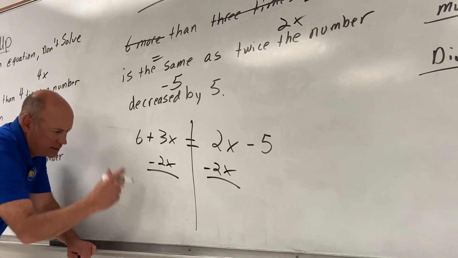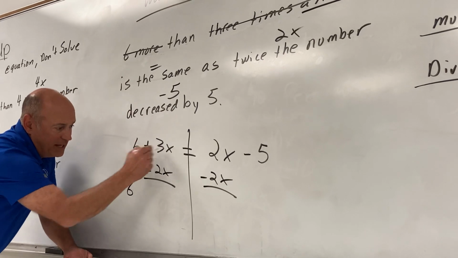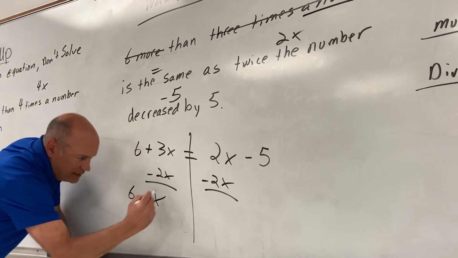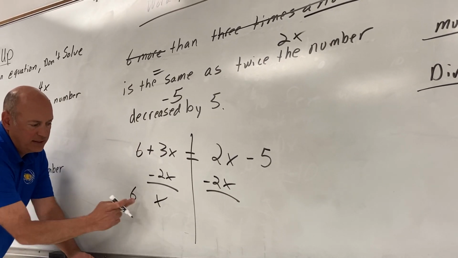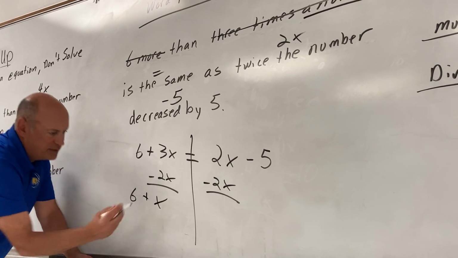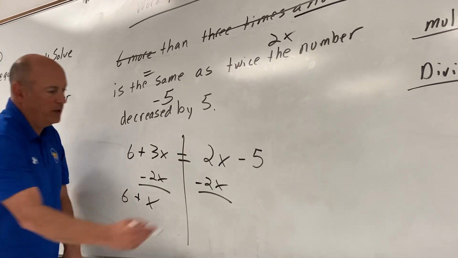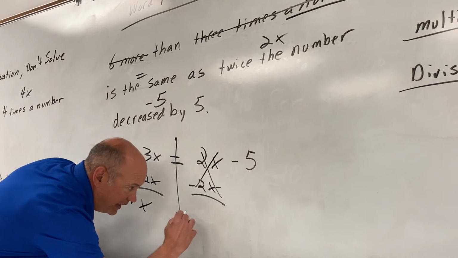Did I change the 6? No. What's 3x minus 2x? 1x. What sign do I need between the 6 and the x? Plus, because it's positive 1. That's 0. Equals negative 5.